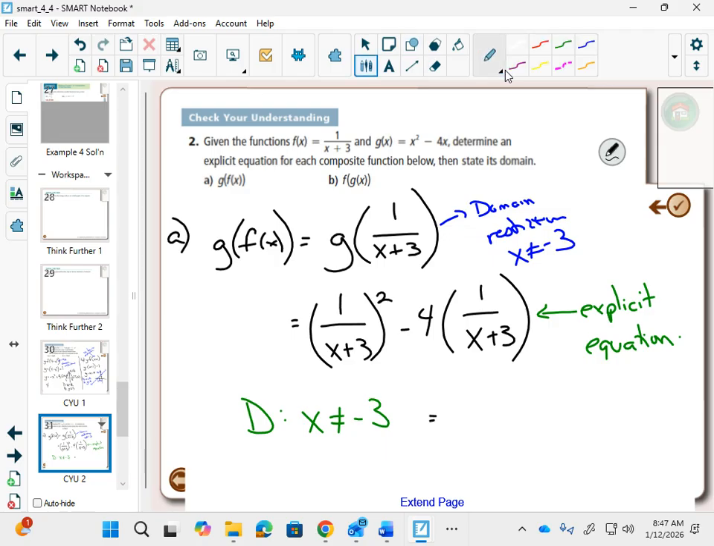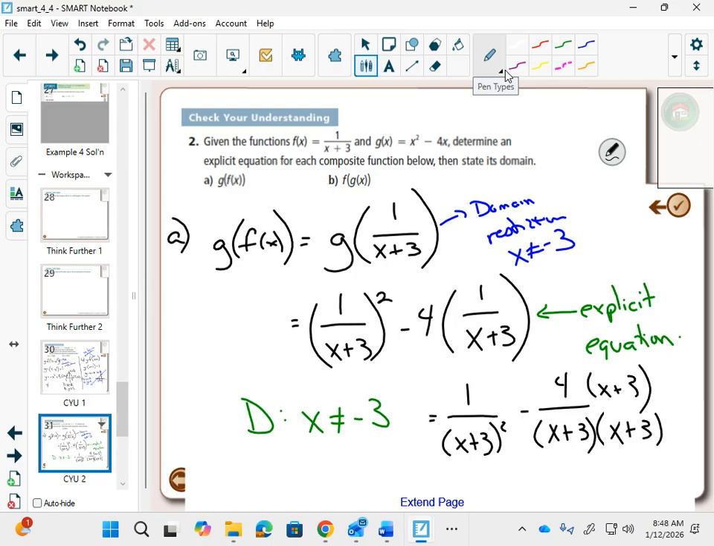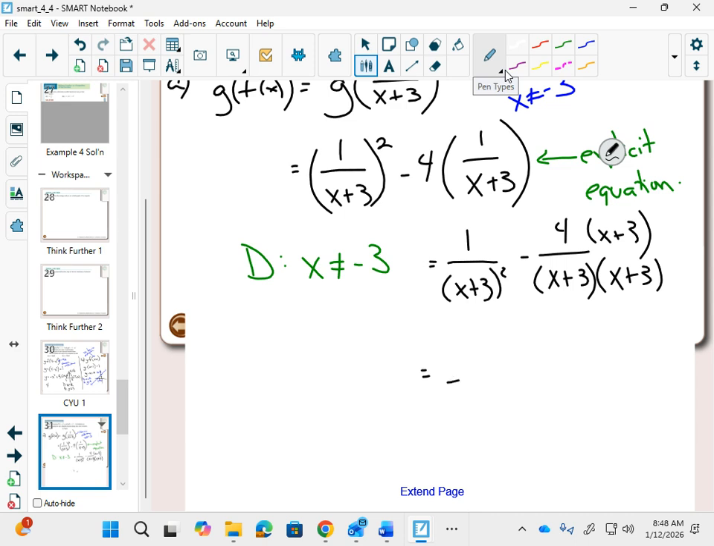So 1 over x plus 3 squared minus, I put the 4 on the top with an x plus 3, and you'd have to multiply top and bottom here by another x plus 3 to get that common denominator. And you get 1 minus 4 times x plus 3 over x plus 3 squared. And you wouldn't have to expand the top, because they don't ask you to simplify fractions, but you do have to write answers as a single fraction.